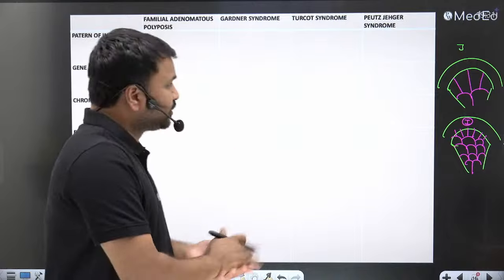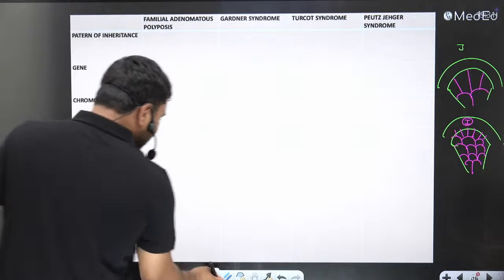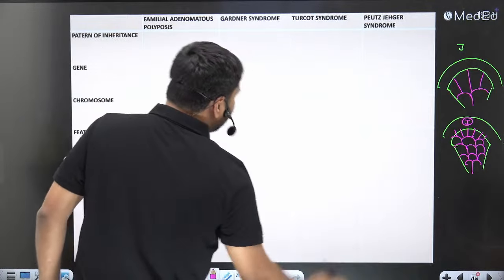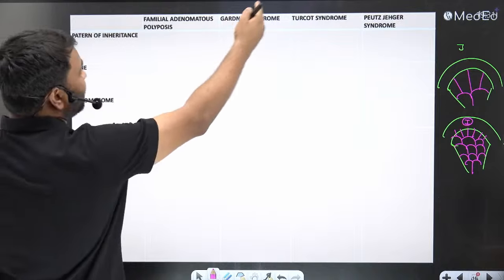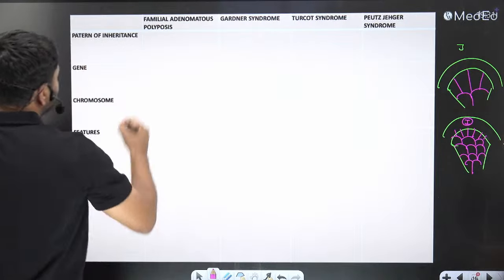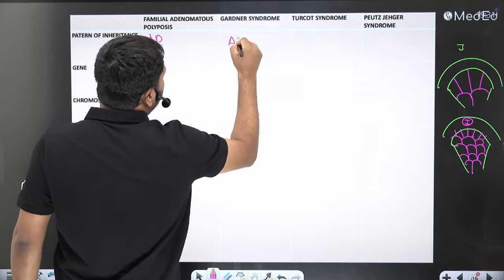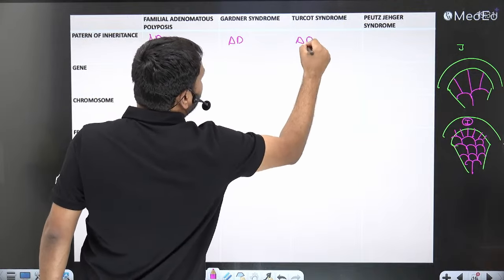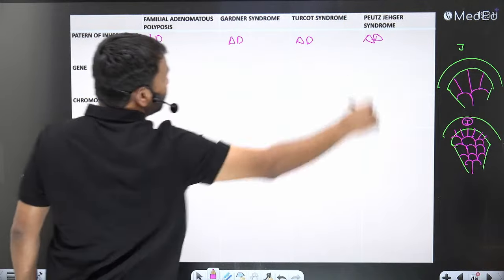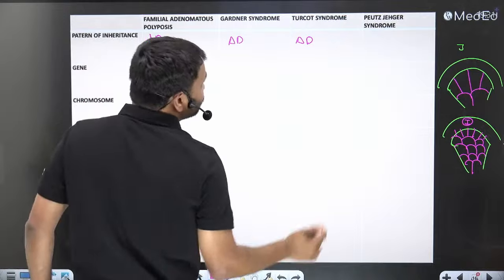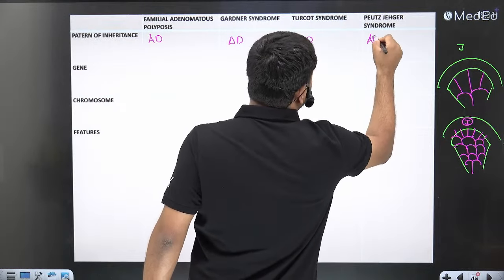चलो, let's move on. So we are talking about the polyp syndrome. तो क्या है polyp syndrome? We have FAP, Gardner syndrome, Turcot syndrome, Peutz-Jeghers syndrome. What is the pattern of inheritance? All of them are autosomal dominant disorders, right? So all these are your autosomal dominant disorders, including your Peutz-Jeghers syndrome.